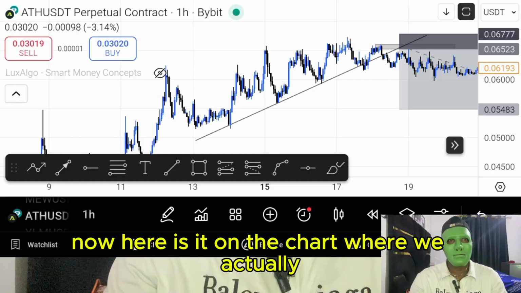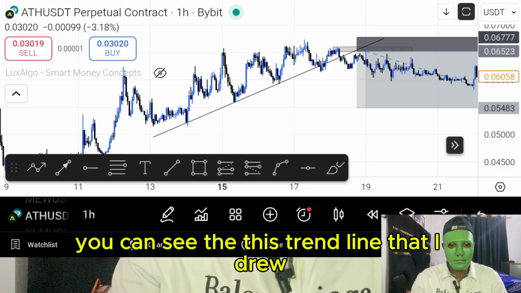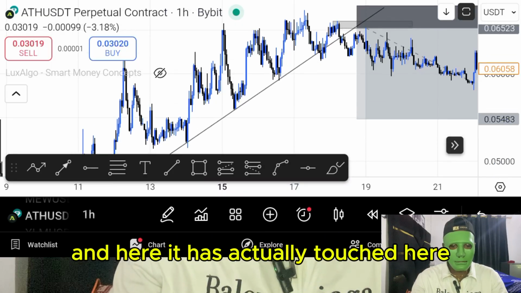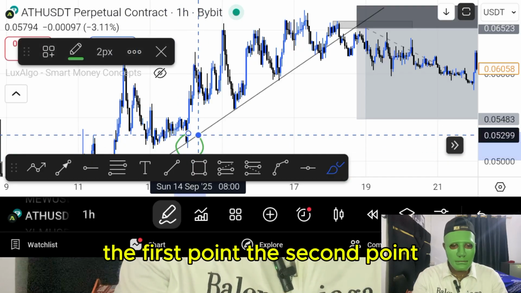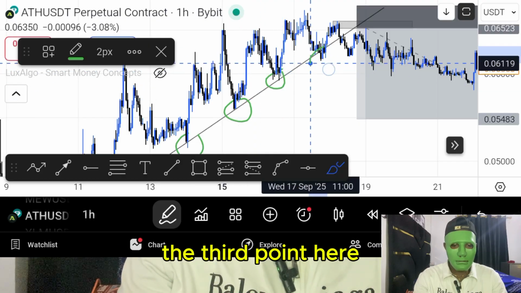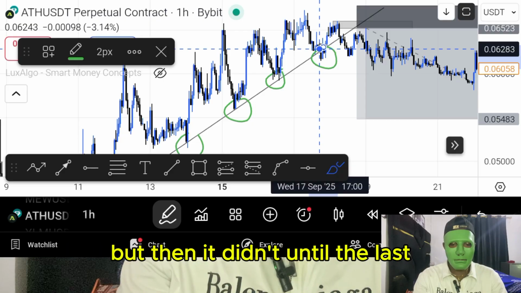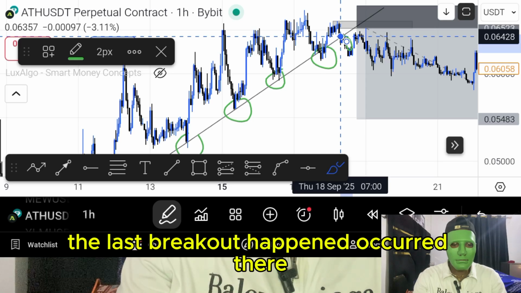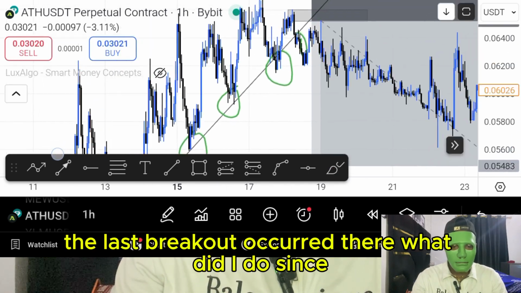Now here it is on the chart. You can see this trend line that I drew. It has touched the first point, the second point, the third point, and here the fourth point, where it almost broke down but then didn't, until the last breakout occurred there. Are you following? The last breakout occurred there.